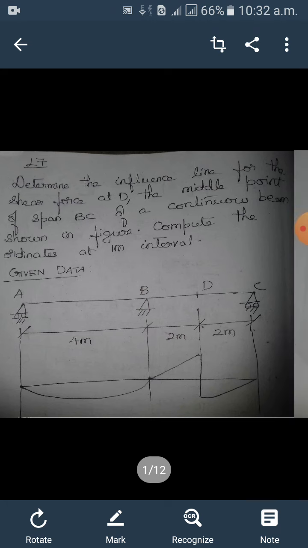Again, see the diagram. It is a continuous beam ABC, continuous over B, and A and C have roller supports. D is the midpoint of BC, whose span is 4 meters. So D is at 2 meters from B and C respectively, and the span of AB is also 4 meters. The diagram shows the shape of the ILD diagram. If you see at D, you will have two values, as the diagram shifts from negative to positive. That you have to remember.